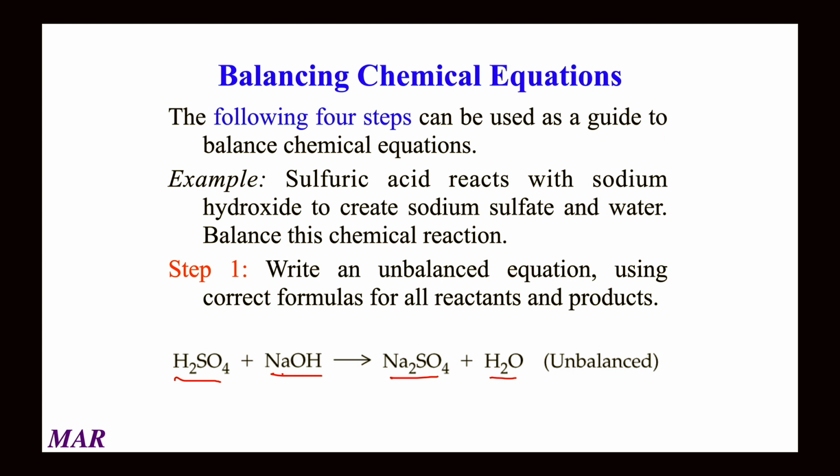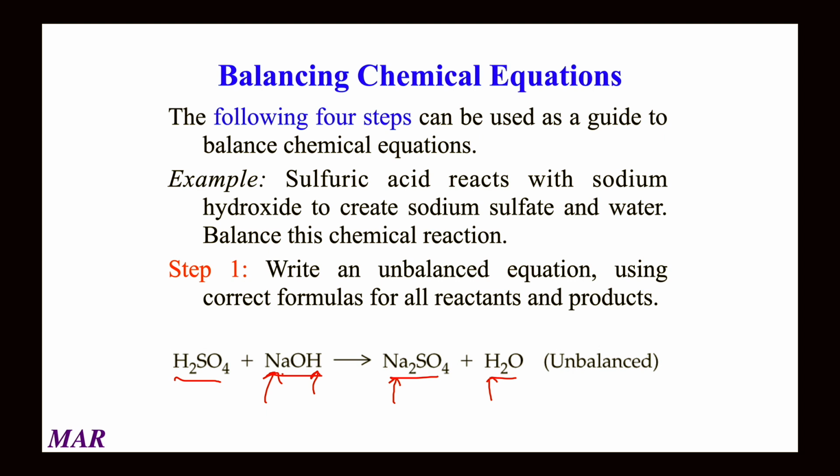If you look at this equation that is at the bottom here, for example, there's 2 sodiums in sodium sulfate, but only 1 sodium in sodium hydroxide. So this is an unbalanced chemical reaction. Not all of the atoms are balanced. And you can probably also see that, for example, there's 2 hydrogens in sulfuric acid and 1 in sodium hydroxide, but we only have 2 hydrogens on the product side. So we need to balance this reaction.